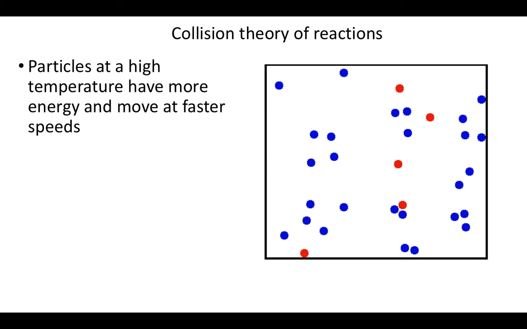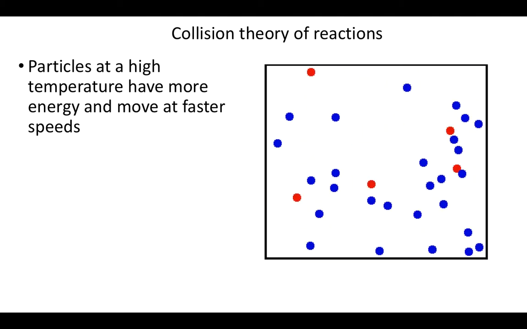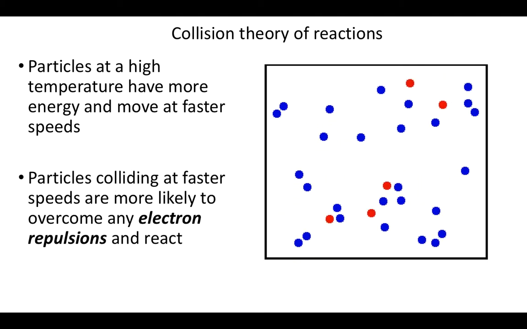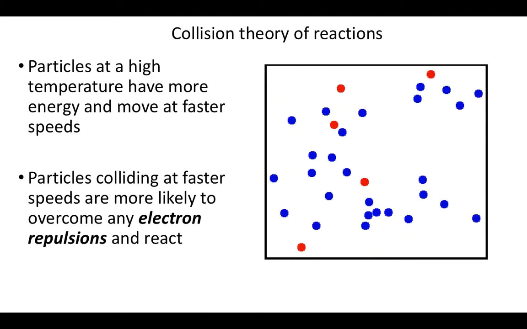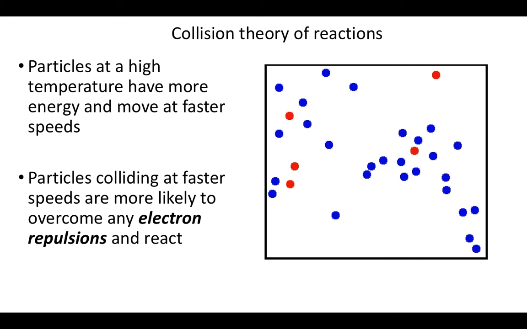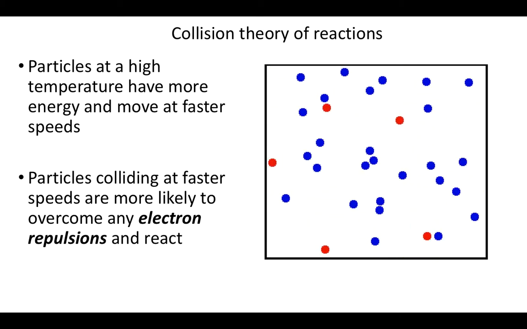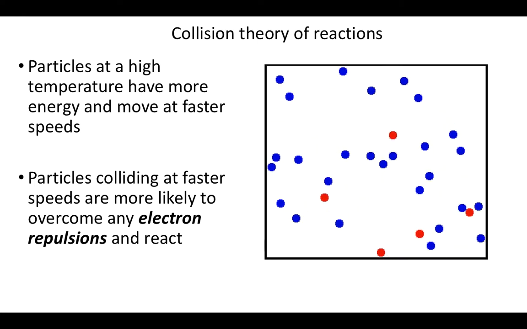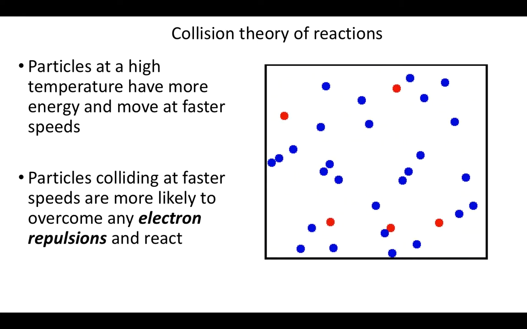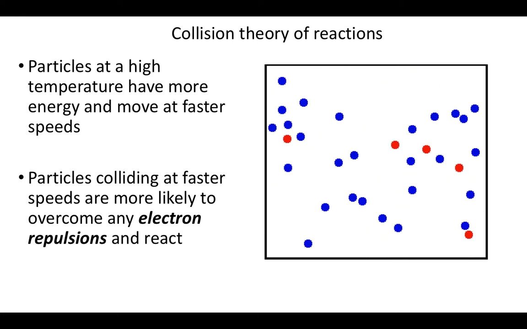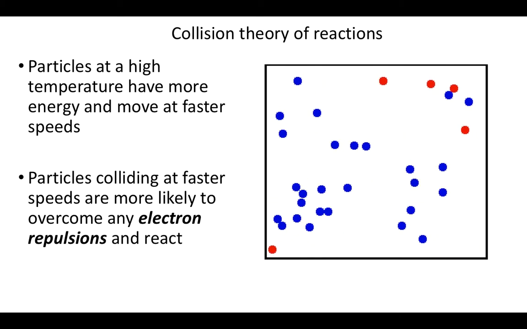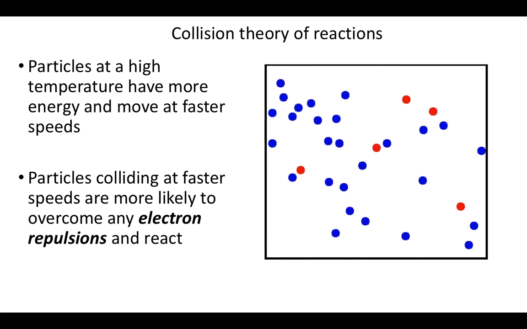So, principles to remember: particles at a high temperature have more energy, therefore moving at faster speeds. Particles colliding at faster speeds are more likely to overcome any electron repulsions and react, because you have to remember that all of these particles are surrounded with clouds of electrons, and if these clouds of electrons are brought into close proximity with one another, they are most likely going to repel, they're going to move away from each other, which is the opposite of what we want. We want them to form a chemical bond.